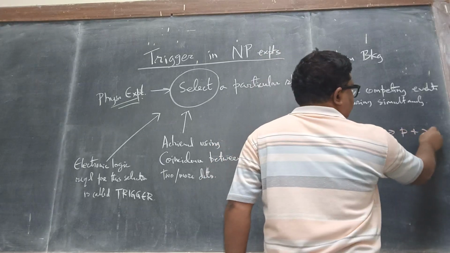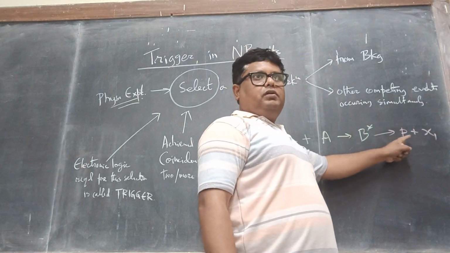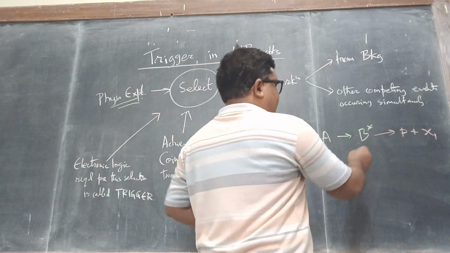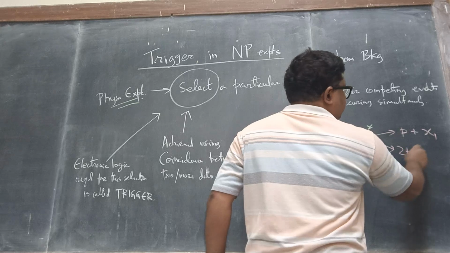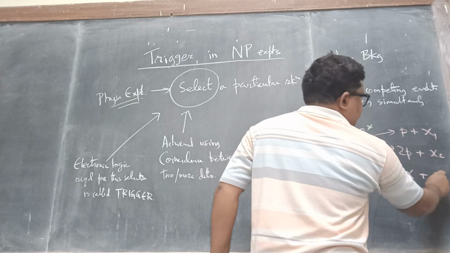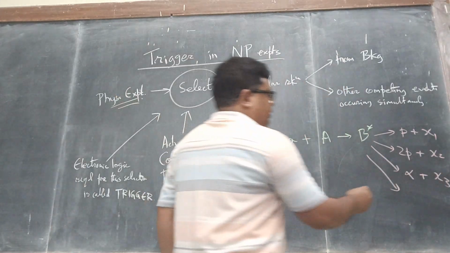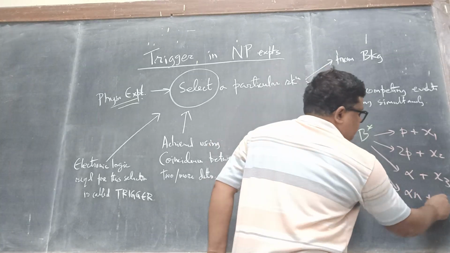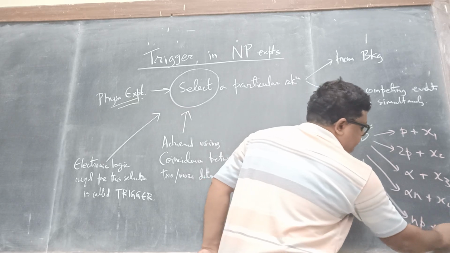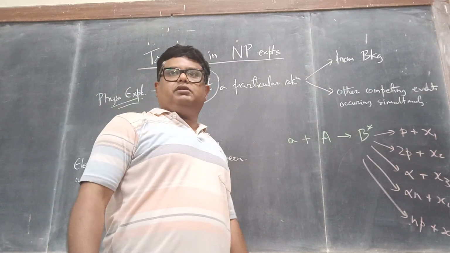Say proton plus X1. This is a proton plus one daughter nucleus being produced. Another possibility is 2p plus X2. Maybe next is alpha plus X3. Next is alpha n plus X4. Next is np plus X5. Just for the time being, consider these 5 possibilities.